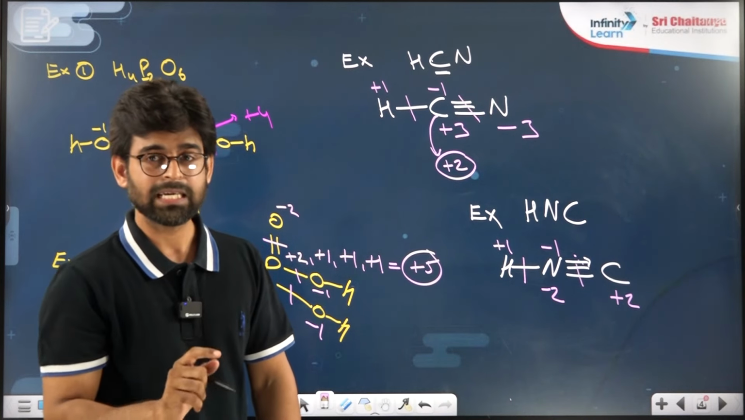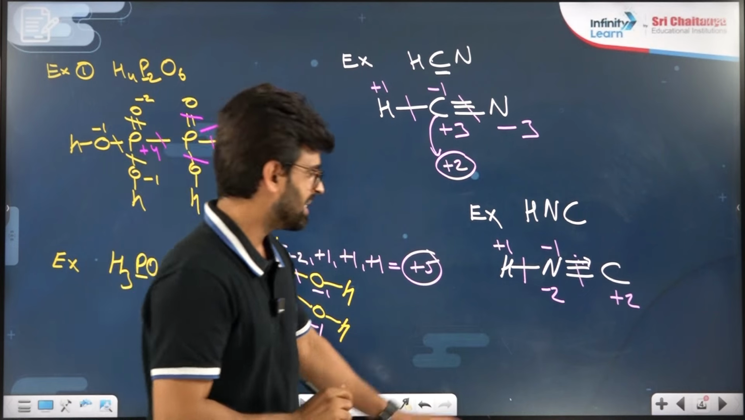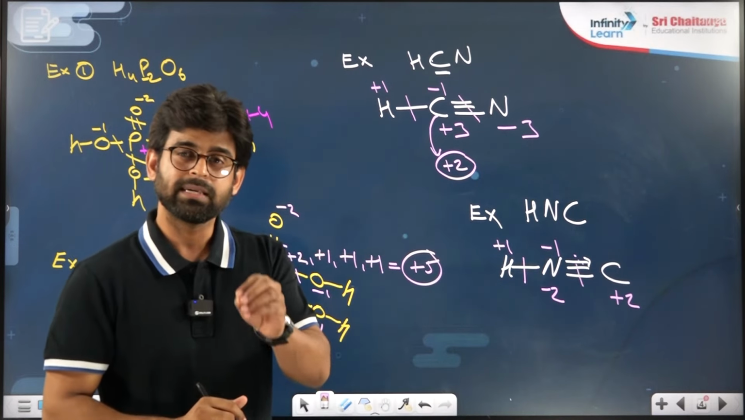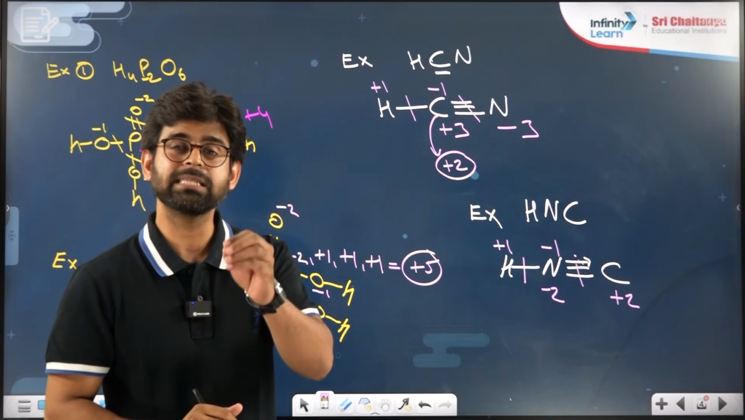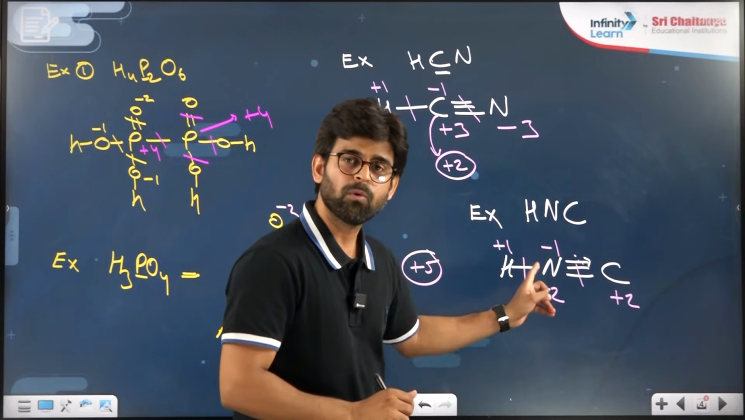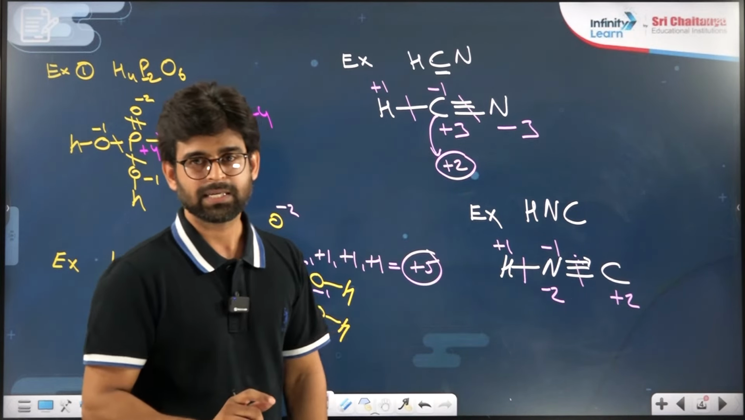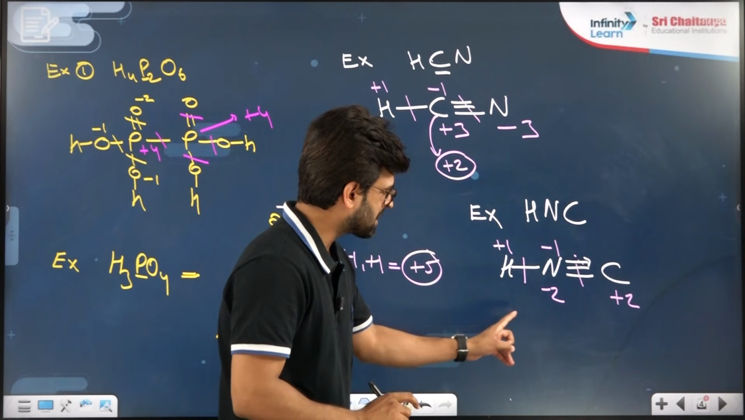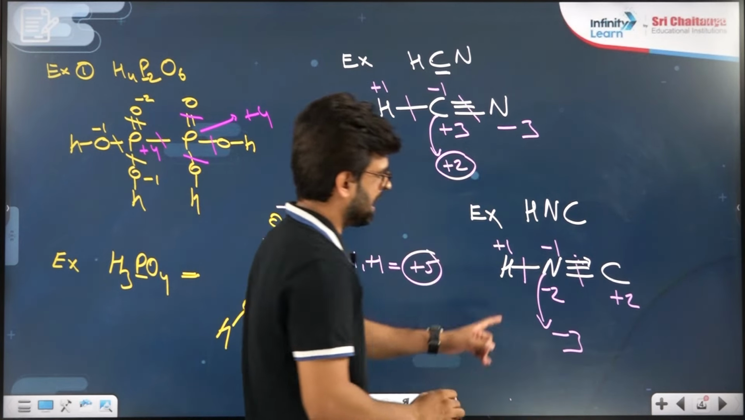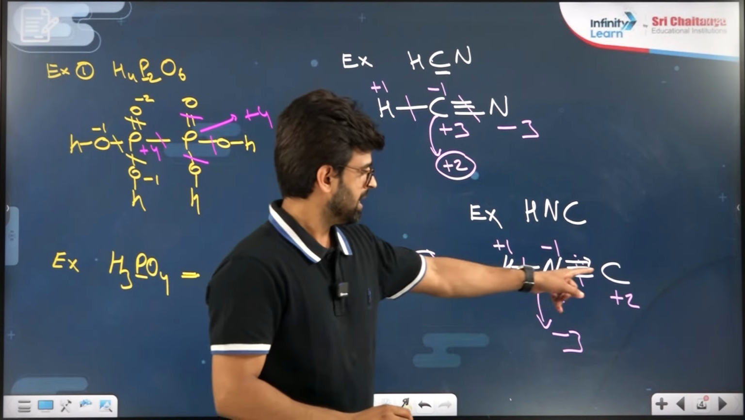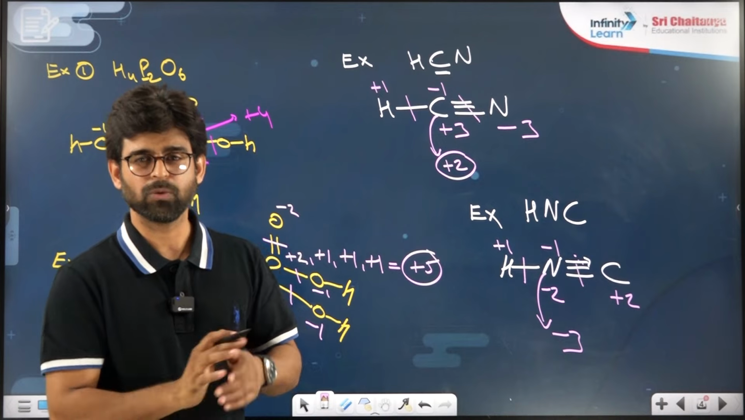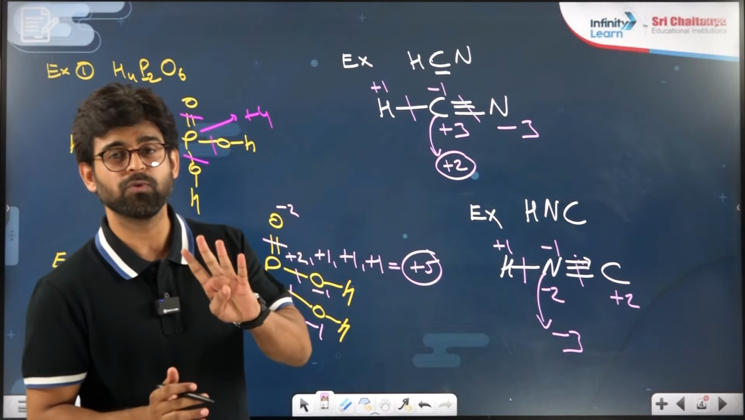I am saying once again, if I am breaking a coordinate bond in which the more electronegative atom is giving both the electrons, then in that breaking of bond, both will get 0 and 0. That's it. Clear? So in this way, nitrogen gets overall -3, hydrogen gets +1 and carbon gets +2.